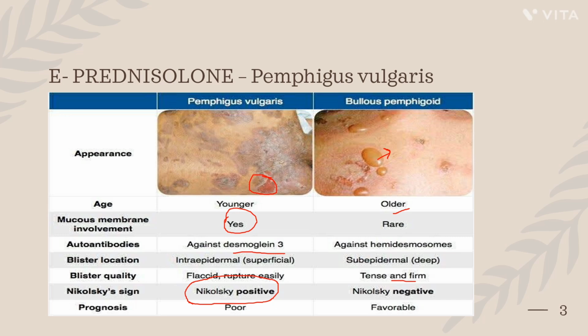So remember, bullous pemphigoid does not have oral lesions. Nikolsky's sign is positive in pemphigus vulgaris, and antibodies in pemphigus are against desmoglein 3, and it is more superficial than bullous pemphigoid.